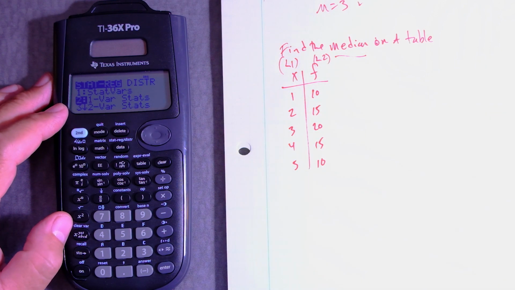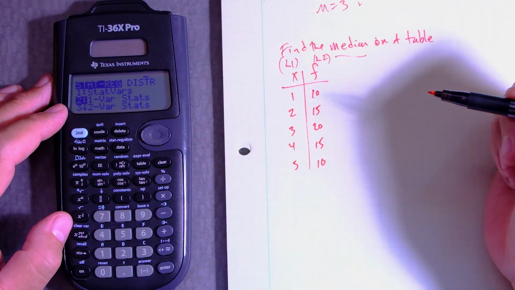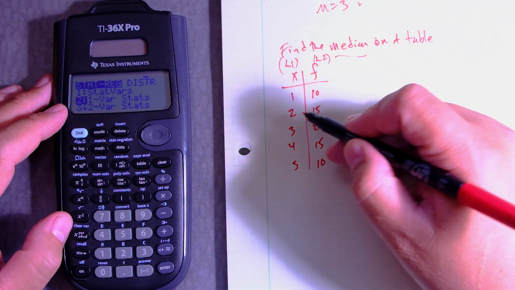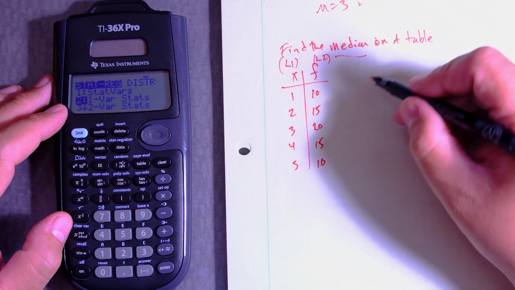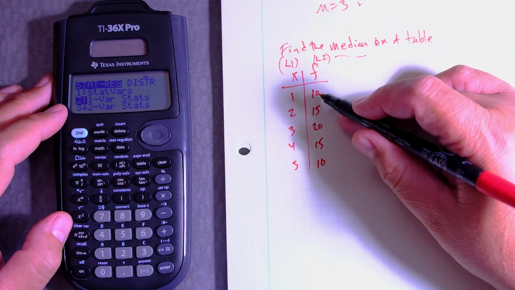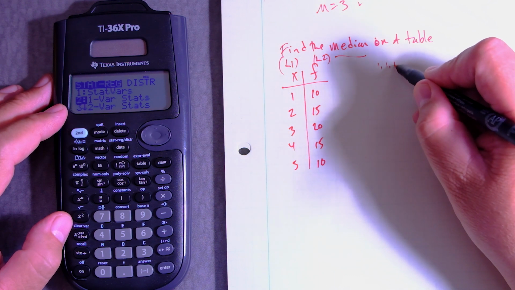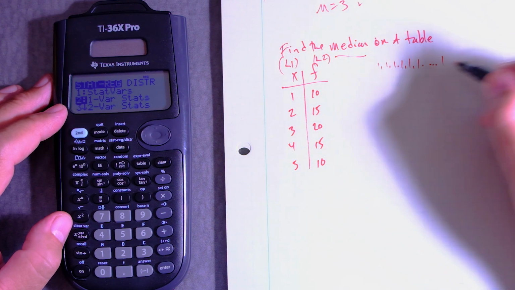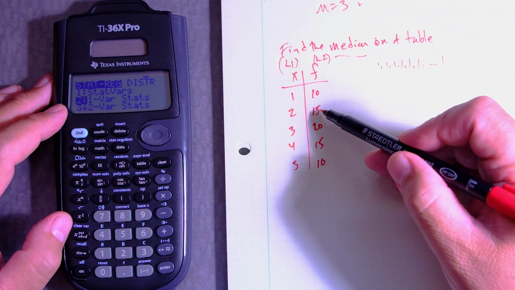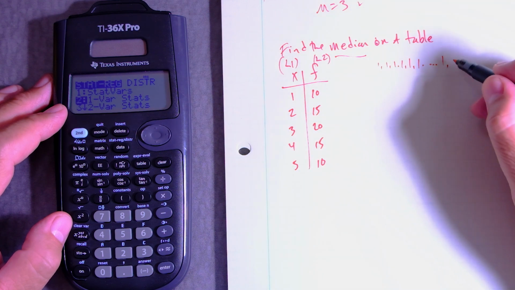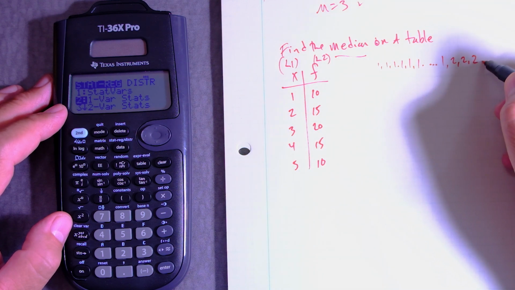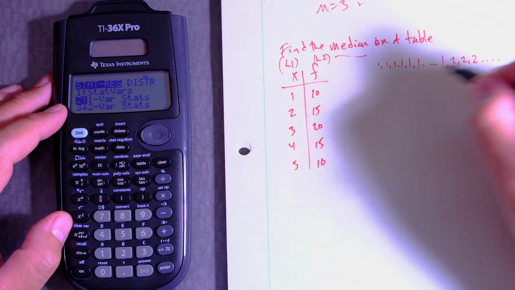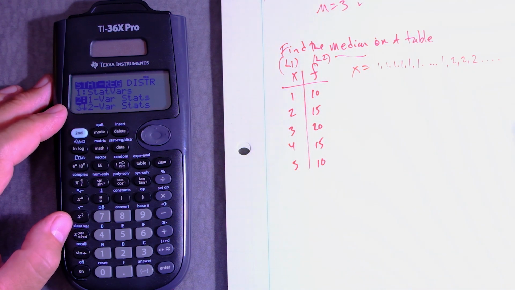If you think about it, it says how many 10s do I have? 1. How many 15s do I have? 2, right? So how many 10s do I have? How many 1s do I have? 10. 1, 2, 3, 4, 5, 6, all the way to 10. And I have 15 2s, right? 2, 2, 2, 15 of them. So this is still one variable statistics.